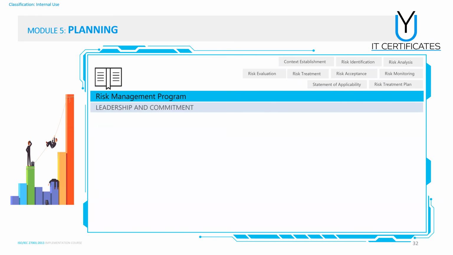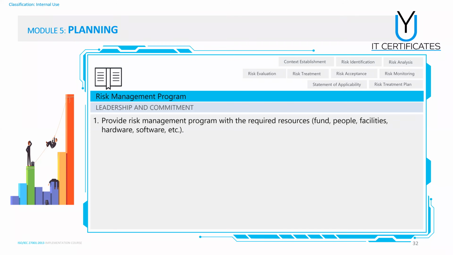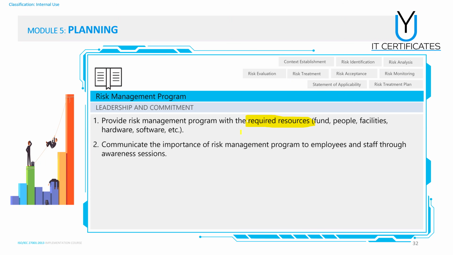We mentioned that the leadership and the commitment are very important. They will provide support for the program. Why? To provide the program with the required resources. This is very important. And when we are saying resources, it's not only funding, it's not only money. It may be money, it can be people, it can be facilities, hardware, software, tools, buildings, transportation, whatever it is. Any required resources should be provided and secured by the management.